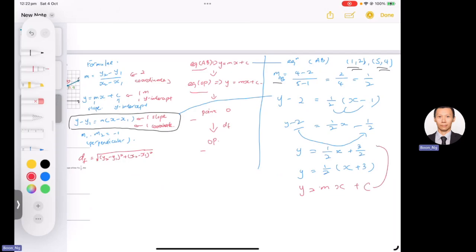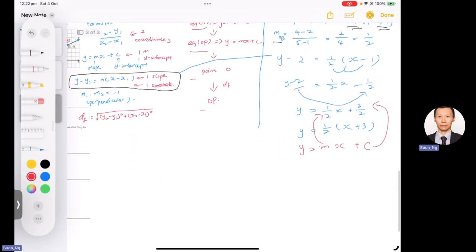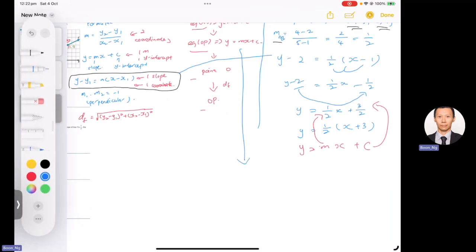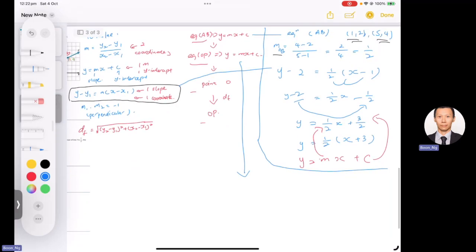Okay, so the y-intercept is this, slope is this. Okay, now we have gotten the equation for AB. The next one, what we need to do is look for the equation of this. And I'm afraid to run out of space, so okay, we do exactly the same thing.